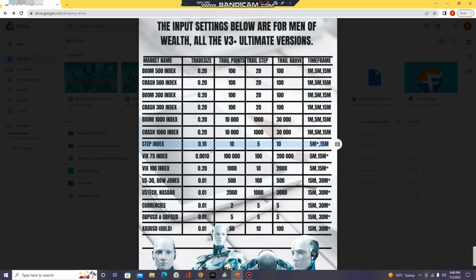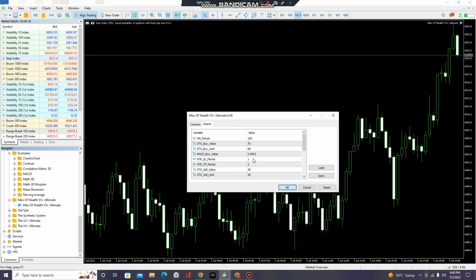Your trailing step, which is 5. Your trail above, which is also 10. And the time frame you can trade is 5 minutes or 50 minutes. That will be your choice. So these settings come as standard as they are. And once you go to your system, you just need to make sure that these settings are as prescribed.